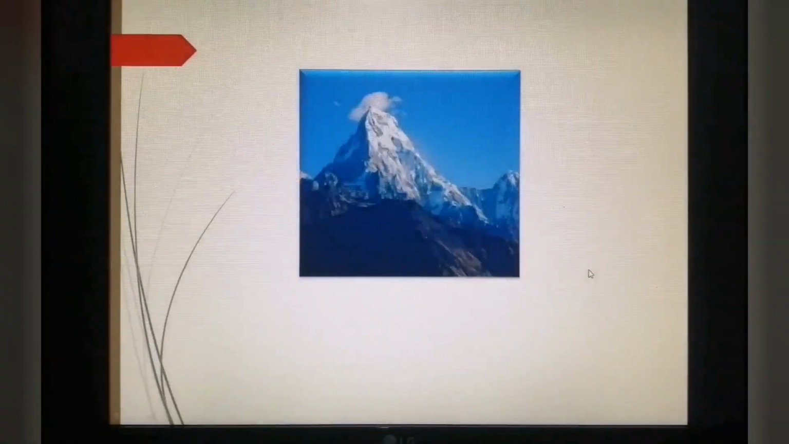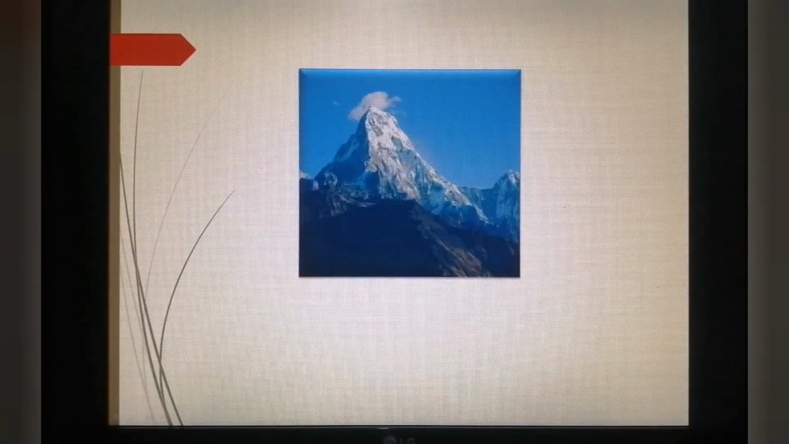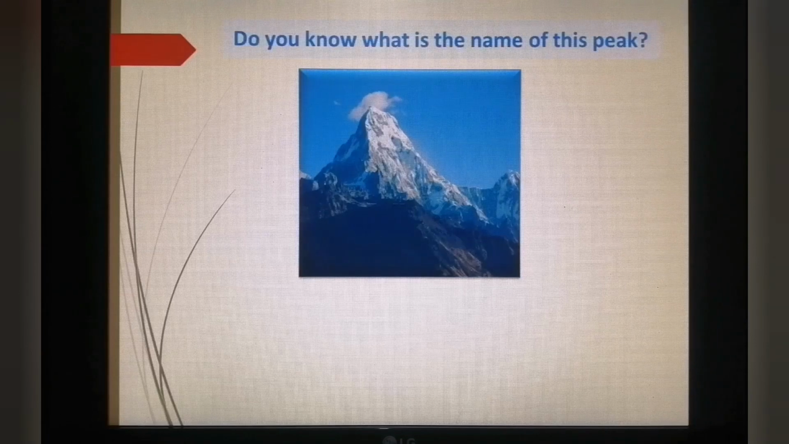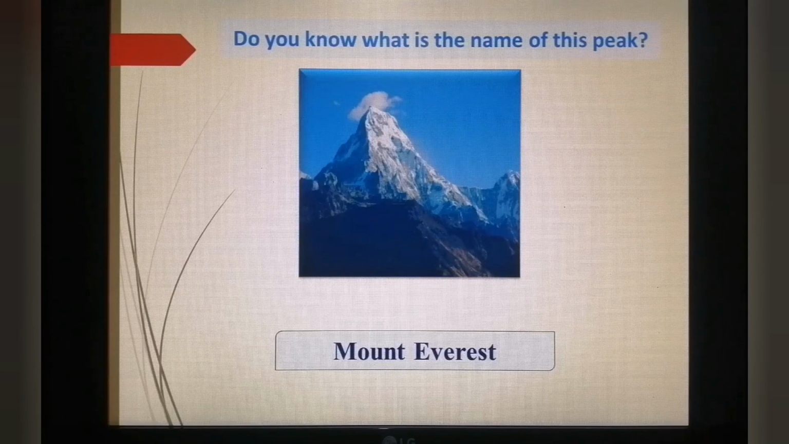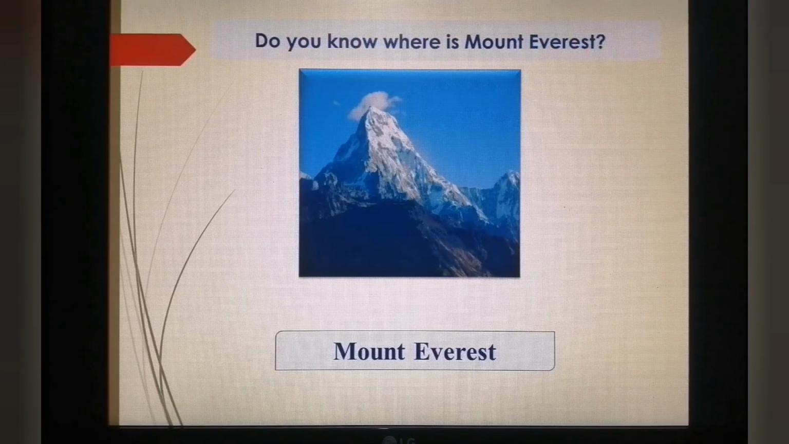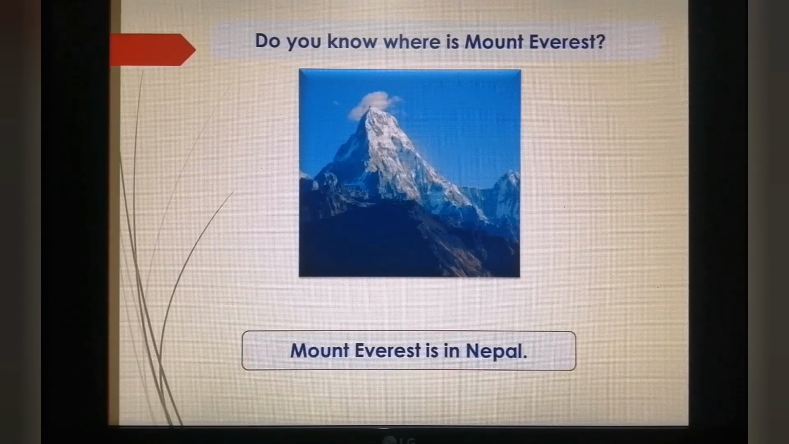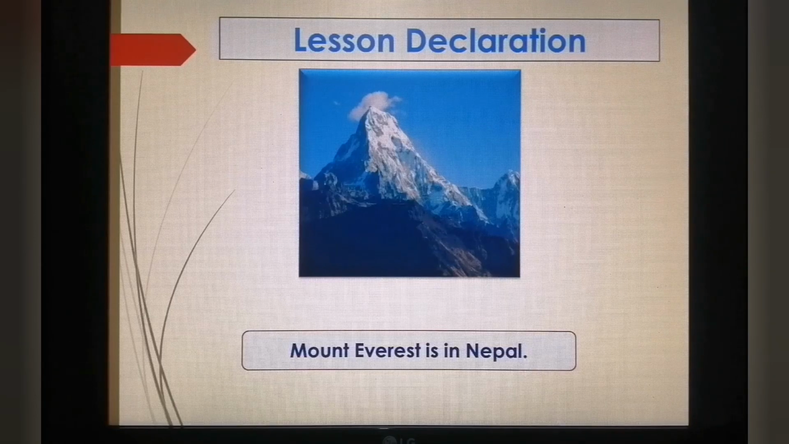Students, he is the first Bangladeshi who climbed up the Everest. It is the highest peak of the world. So do you know what is the name of this peak? I have already mentioned the name of the highest peak. It is Mount Everest. It is icy. Look, Mount Everest is in Nepal, and Nepal is called the daughter of Himalaya.